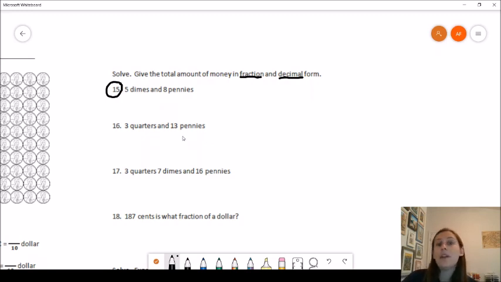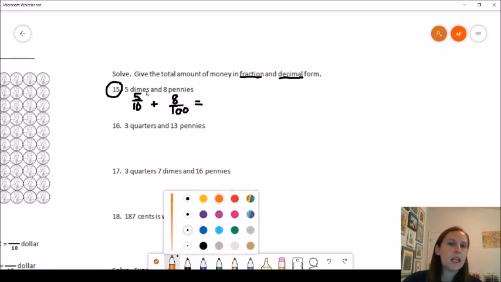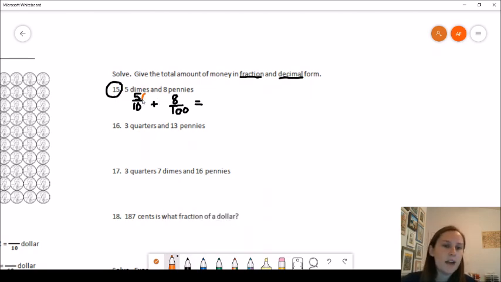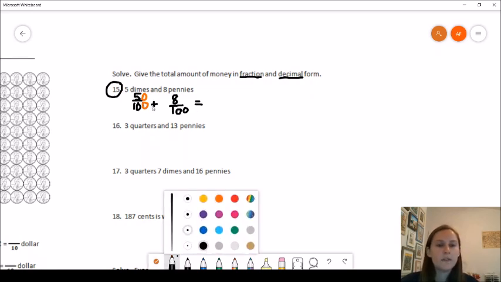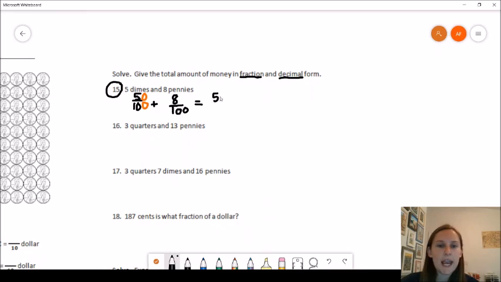What would that be? Well, I know that each dime is a tenth of a dollar because it's 10 out of 100 cents in a dollar, and it takes 10 dimes to make a dollar, so each dime is 1/10 of a dollar. So 5 dimes would be 5/10 of a dollar. Plus 8 pennies, well, I know each penny is 1/100th of a dollar, so 8 pennies would be 8/100ths of a dollar. But I know that when I add fractions, I can only add fractions that have the same denominator. So 5/10, I know that each tenth is worth 10 hundredths, so 5/10 would be 50 hundredths. And now they have the same denominator, and I can add them. So 50 hundredths plus 8 hundredths is 58 hundredths of a dollar.